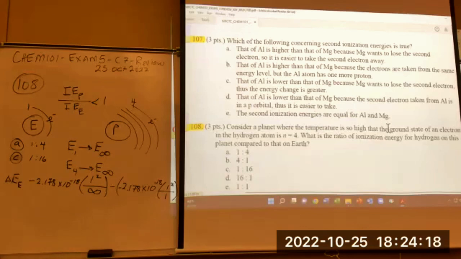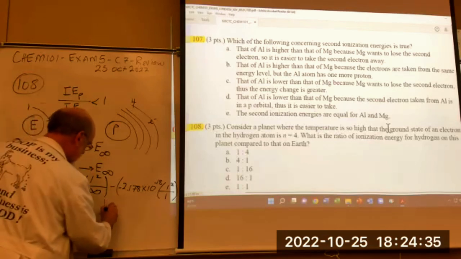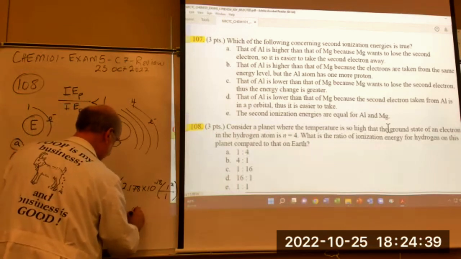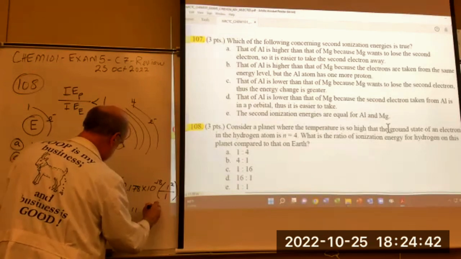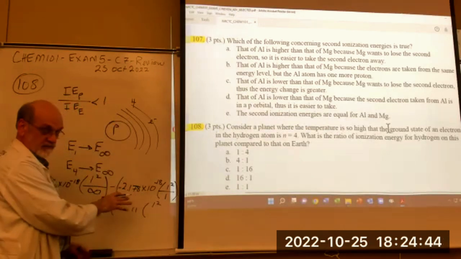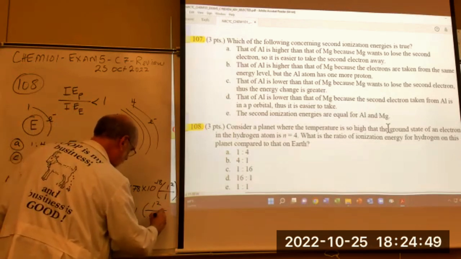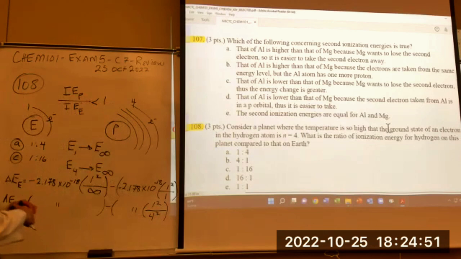If this is for the other planet, it would be the same, right? We're still going to infinity, but we're coming from this value here times, and it's the same Z number, right? But this one is level 4 squared.